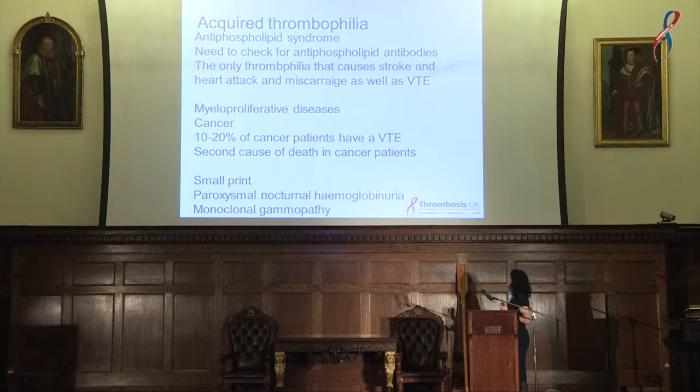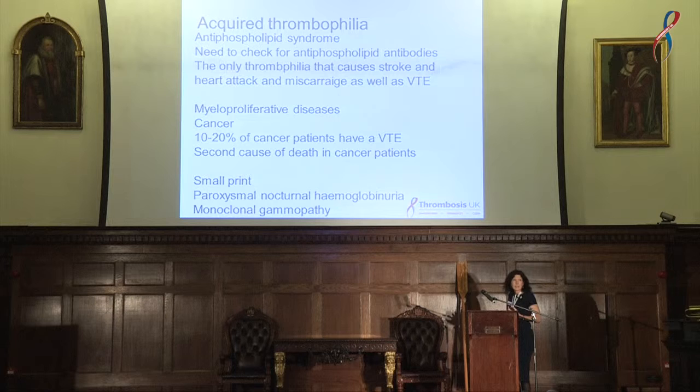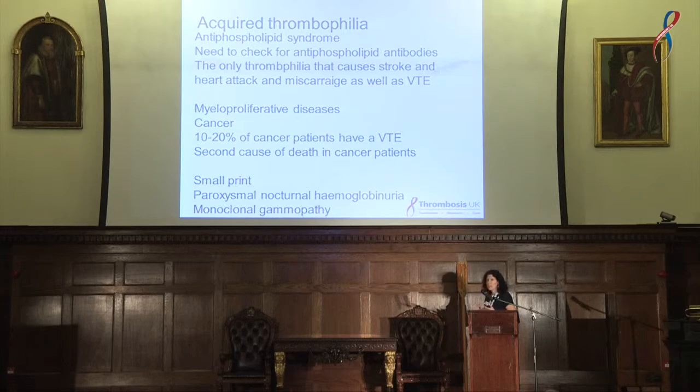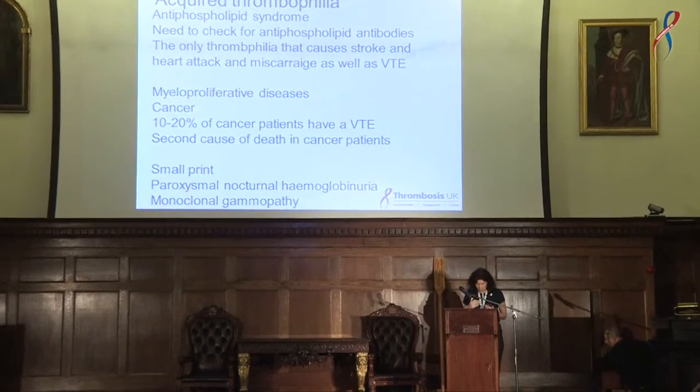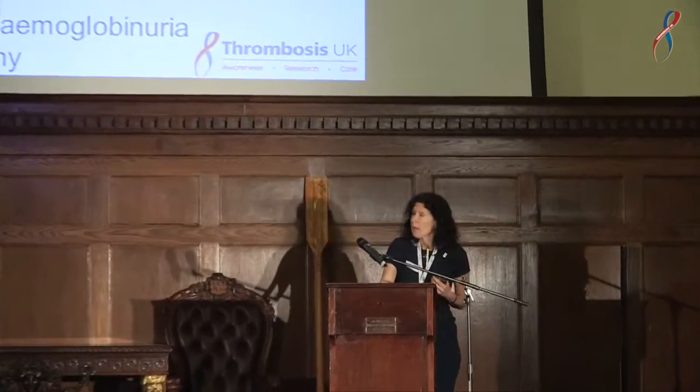And then the other ones are myeloproliferative diseases. This is when you make too many red cells, too many white cells, or too many platelets. Cancer. Cancer is a major cause of blood clots. 10 to 20% of people who have cancer will have a blood clot. And if you have quite bad cancer, if you don't die of the cancer, the second commonest cause is a blood clot. And then right at the bottom, I've put the small print. This is for people like me, when I'm really looking hard at somebody, and I think, there's really something going on, I might test for these particular problems at the bottom.